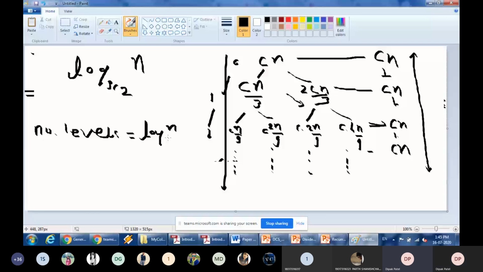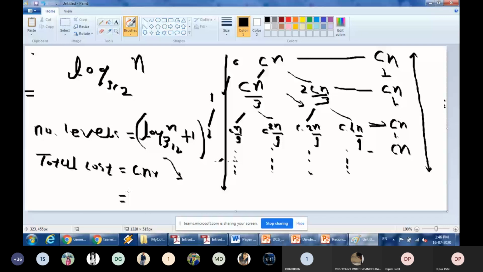And the total cost is equal to the cost at each level, that is Cn, into this. So the solution of the recurrence Tn is equal to Cn log n base 3 by 2 plus Cn. So we have got this equation.